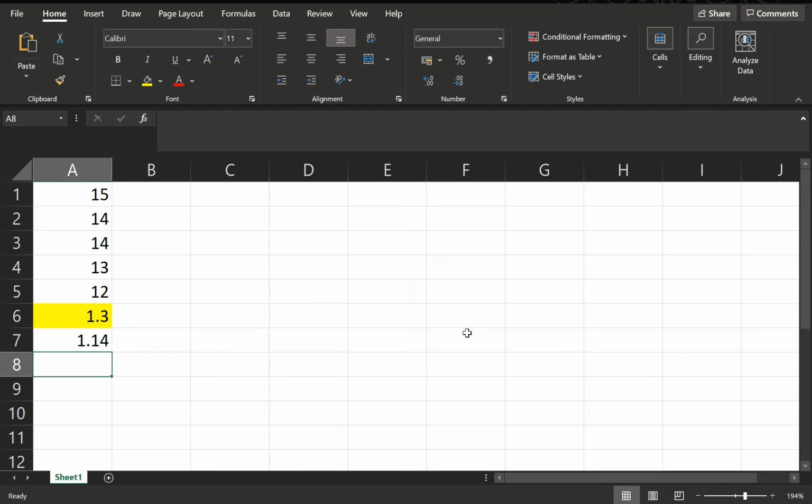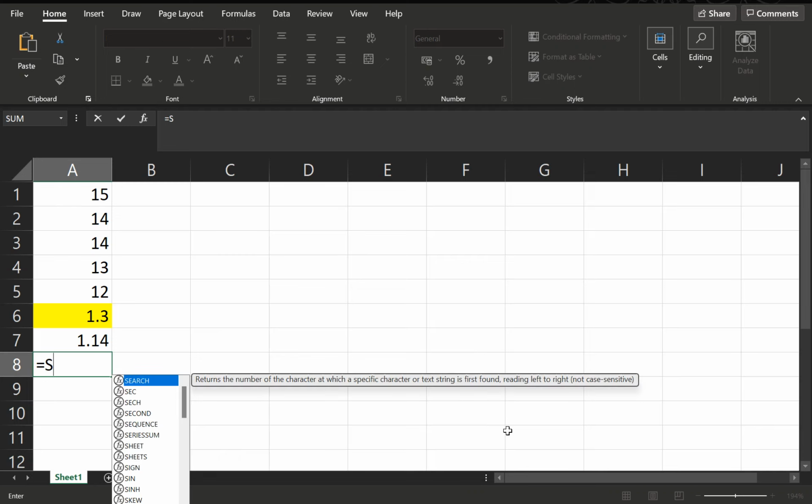An easier way, or the easiest way, is to use the standard deviation function. So we type equal sign, and then, is anyone of you familiar with the standard deviation? Okay, so we do this.